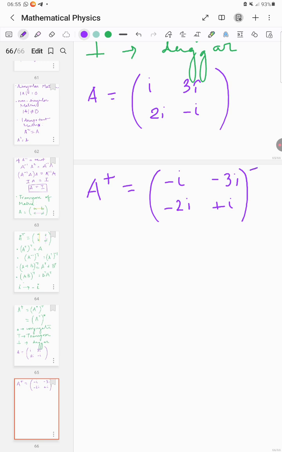And we need to find transpose of this, right? So this is what A dagger does. Transpose of its conjugate. Now what will this transpose do? Transpose will change rows into columns and columns into rows. So minus iota, minus 2i, minus 3i and i. Alright.